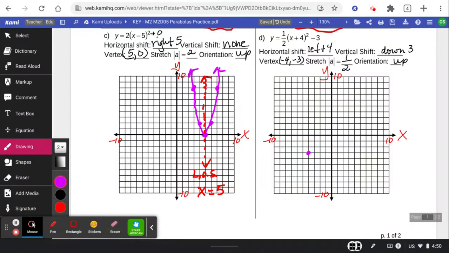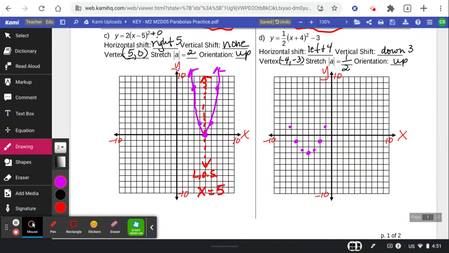From there we go half as fast as the normal parent. So out 1 would normally be up 1. I'm going to go out 1, up 1/2. Out 2 would normally be up 4, so I'm going to go out 2 and up half of 4, only up 2. Out 3 would normally be up 9. I'm going to go out 3, up 1, 2, 3, 4 and 1/2.